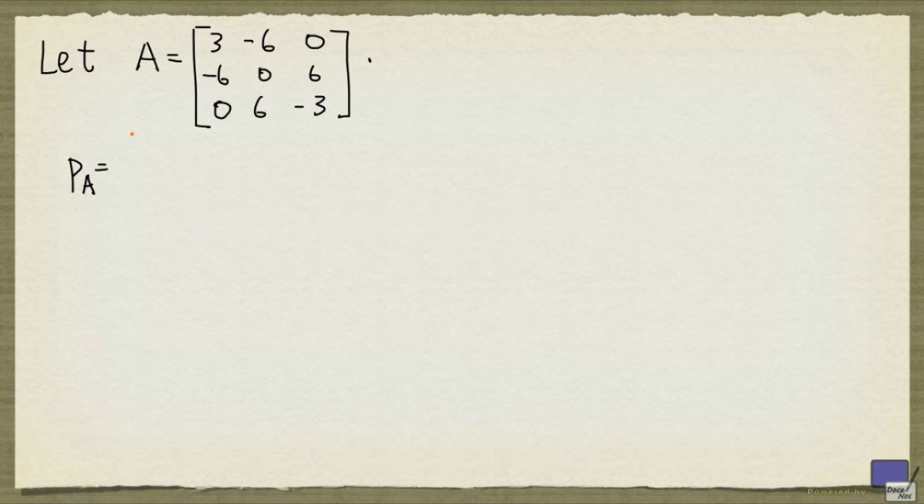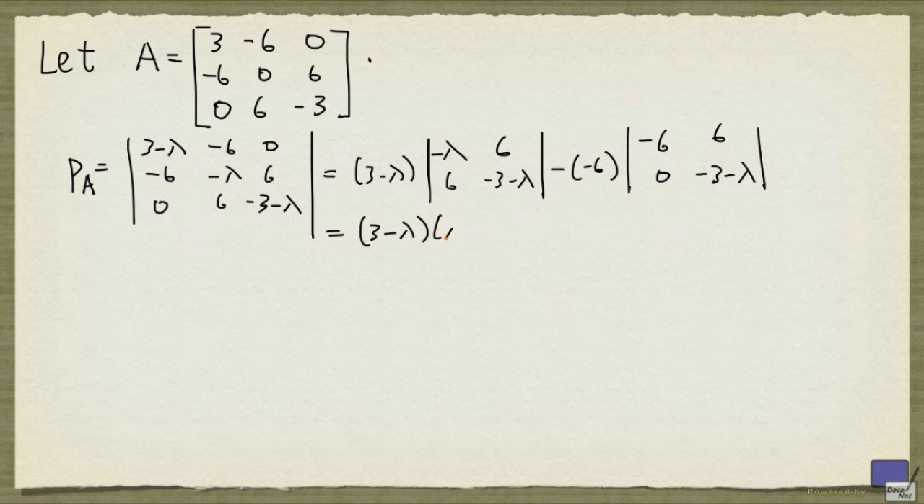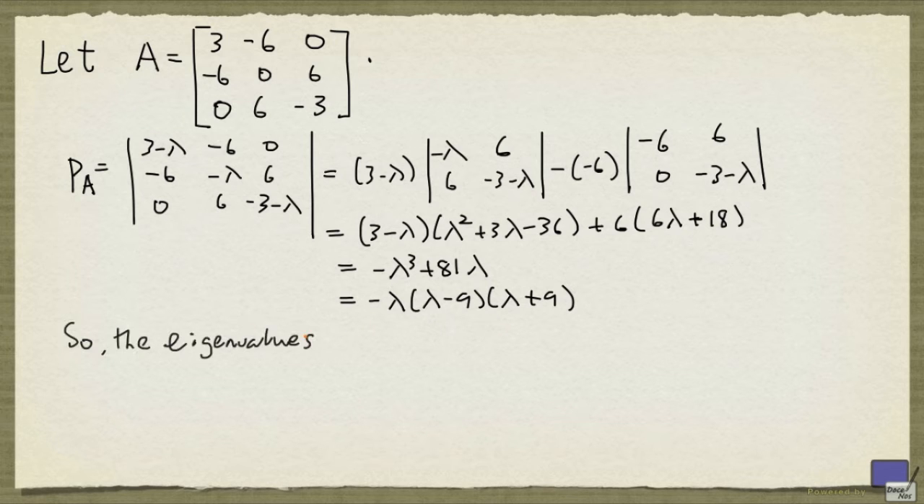So the characteristic polynomial of A is given by the determinant of this matrix here. And we'll use the cofactor formula and expand the determinant along the first row. So the roots of this characteristic polynomial are 0, 9, and minus 9. And so the eigenvalues of A are 0, 9, and minus 9. Because the eigenvalues are all distinct, we can diagonalize A and then normalize the eigenvectors for the eigenspaces.